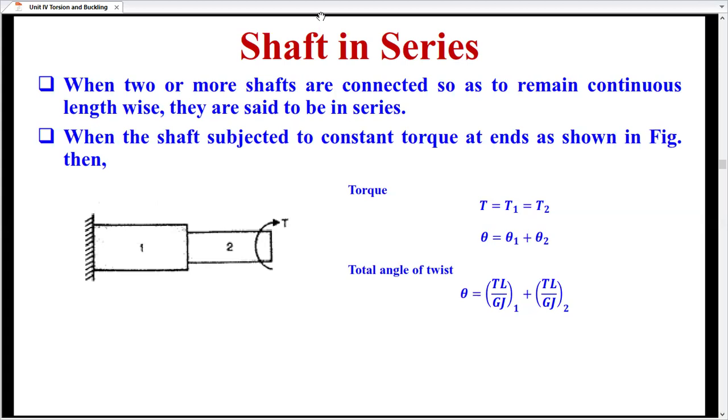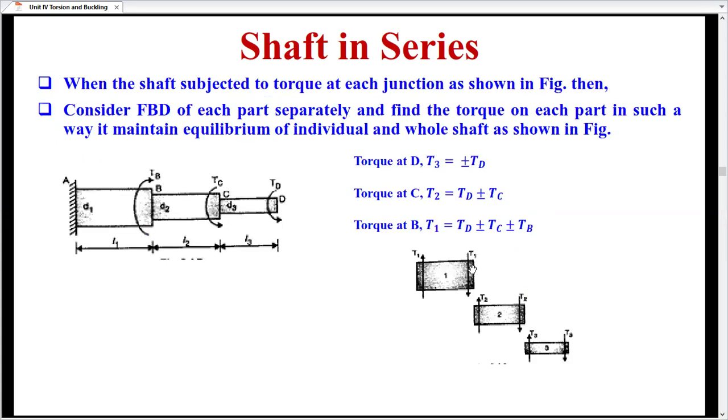So we can write the total angle of twist for that particular shaft equal to TL upon GJ for shaft 1, that is the angle of twist for shaft 1, plus torque into length upon modulus of rigidity into polar moment of inertia for shaft number 2. So that equation will become TL upon GJ of shaft 1 plus TL upon GJ of shaft 2. Now let's take one example, and based upon that example, we'll discuss.